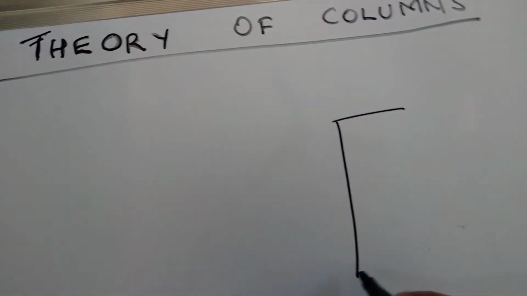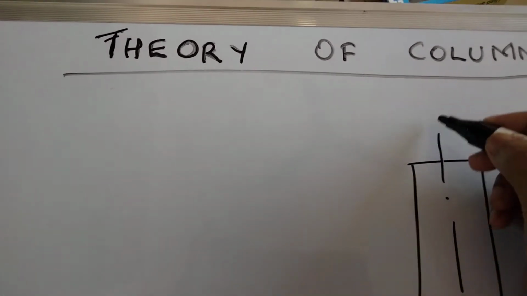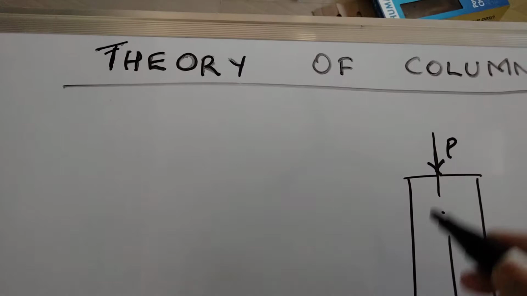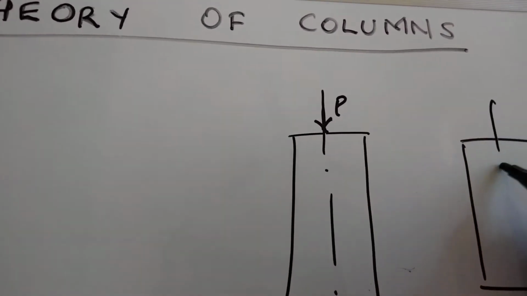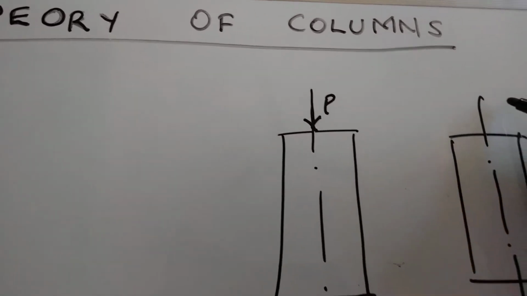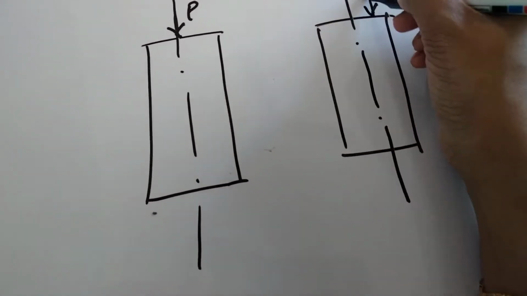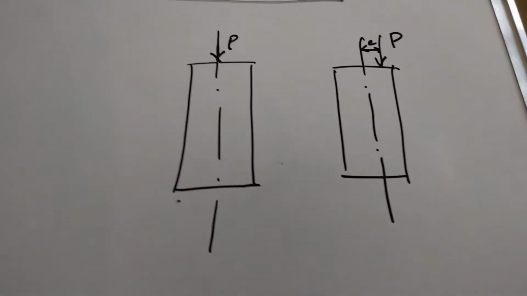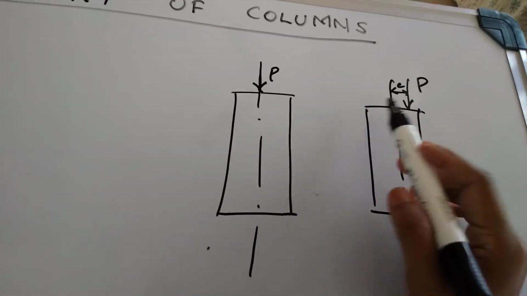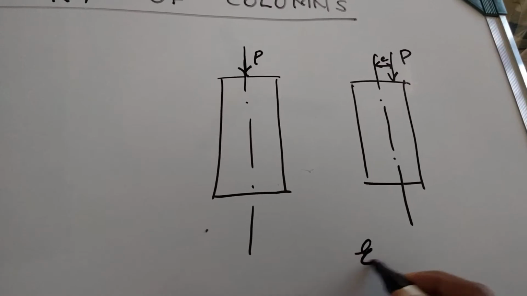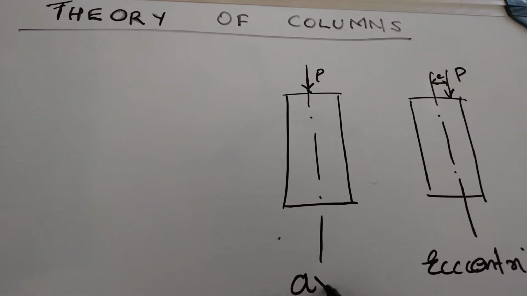That is, if this is a column, and you are applying the load along its axis, it is called axial load. And if this is a column and this is the axis of the column, and you are applying the load P at a distance E, parallel to the axis of the column and at a distance apart from the axis, then it is known as eccentric loading, and this is axial loading.